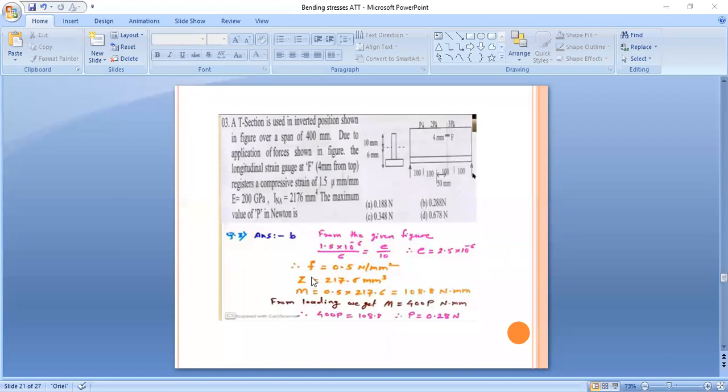After that, you have to calculate the section modulus. Section modulus is BD square upon 6 and the value is 217.6 mm cube. And finally, you have to calculate the moment of resistance, which is equal to stress into section modulus. So the answer is 0.28 Newton. Okay.